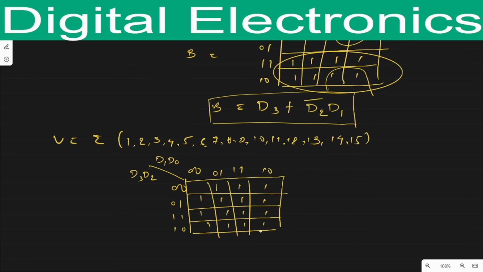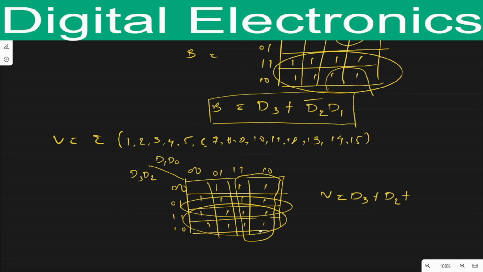So how many groupings are possible here? The first grouping will be this one. From this grouping we will get D3. The second grouping possible here is this one, and from that grouping we will get output D2.